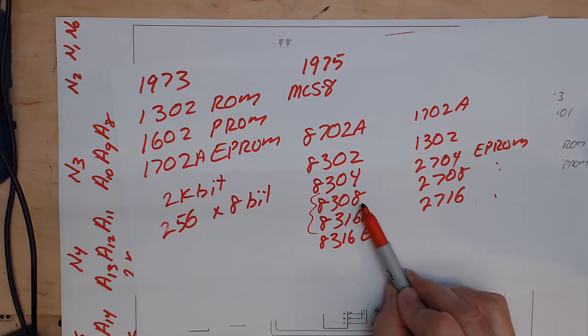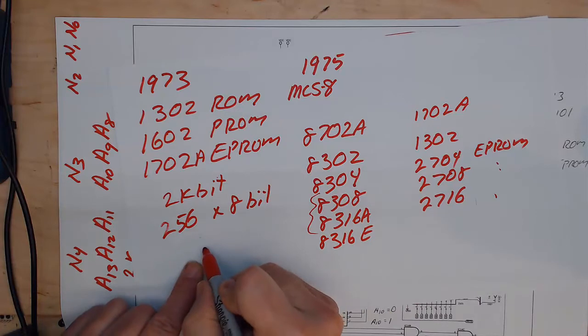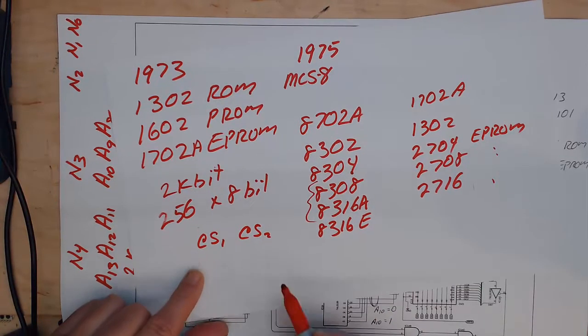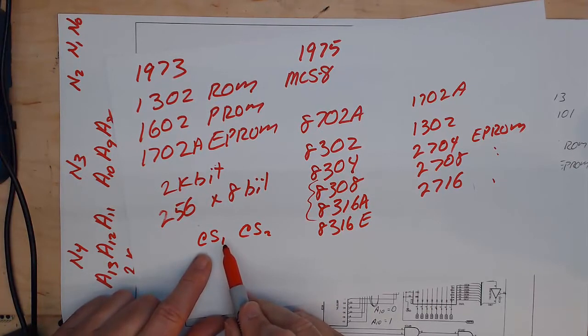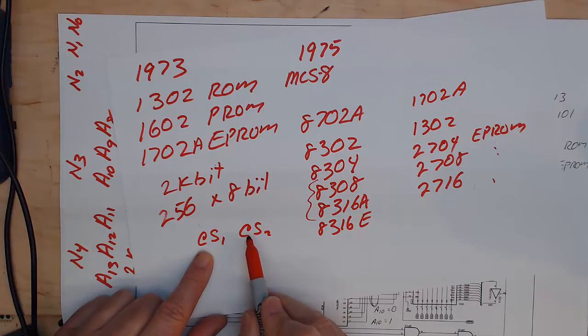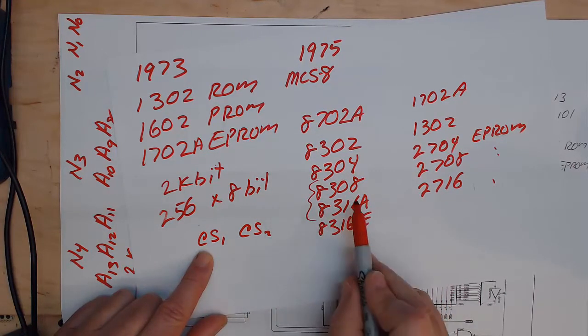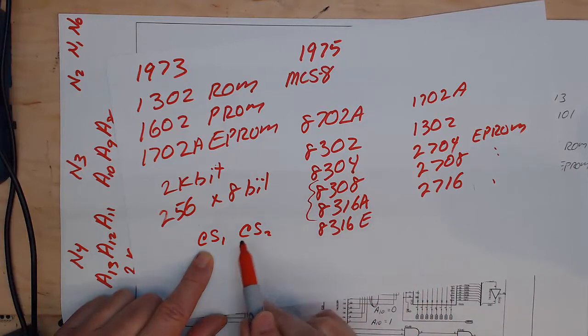So what they did with the 8308, it had two inputs. There was the chip select 1 and the chip select 2. Okay, and that meant that having two inputs for the chip select, you could have 4 of these 8308s on the same board with no decoder as long as each of them interpreted these chip selects differently. Okay, so that's what you did.